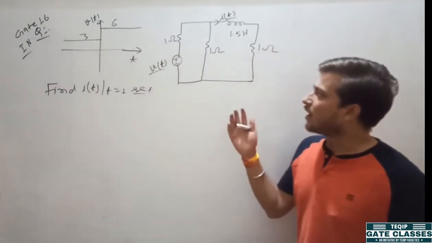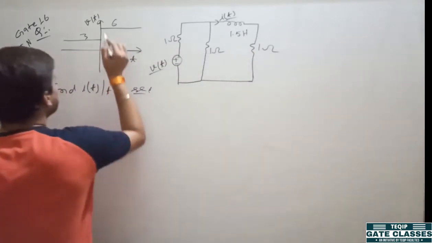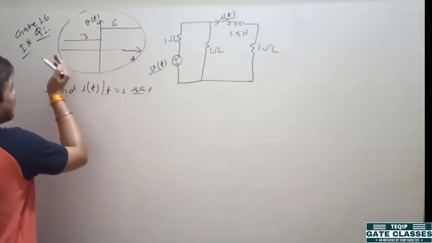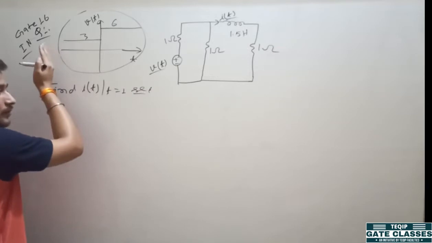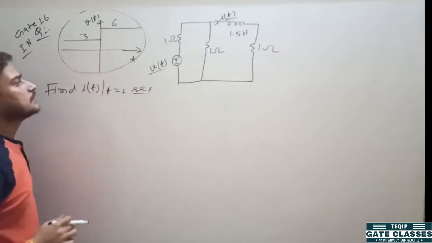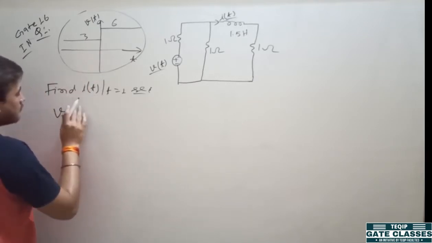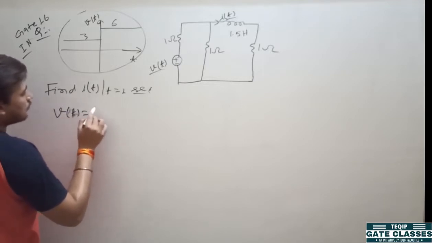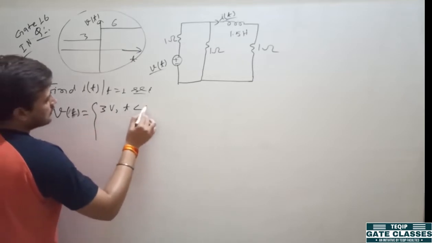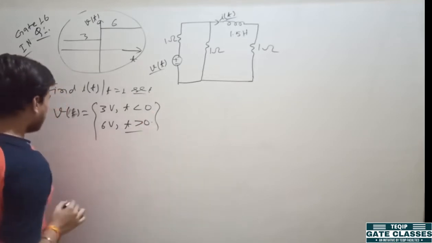Let us see how to solve this type of question. No switch is given, but the waveform is like this. The waveform started from t equal to minus infinity, and up to t equal to 0 second the value is 3 volt. So if the graph is given, you can write V(t) equal to 3 volt for t less than 0, and equal to 6 volt for t greater than 0.